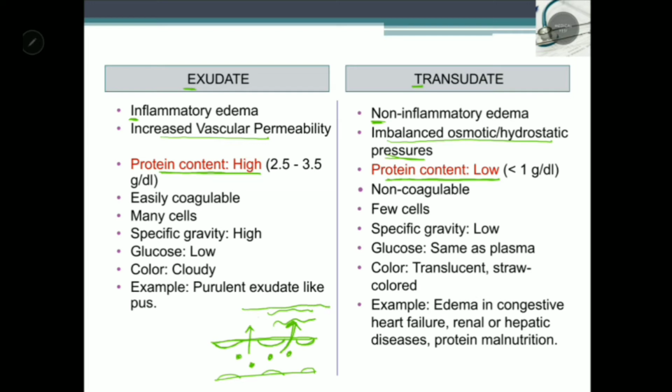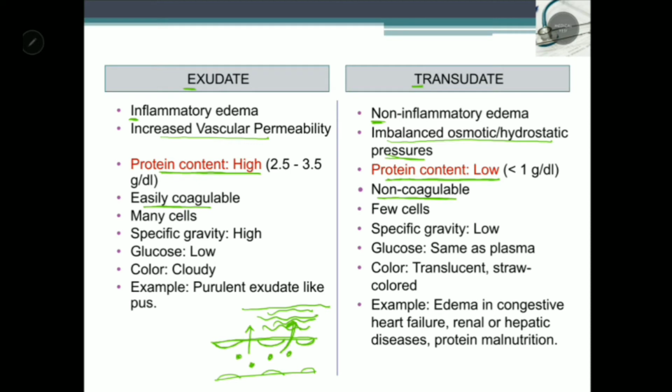Now, along with these plasma proteins, the coagulation factors also move out in case of inflammatory edema, which is why this interstitial edema fluid is going to have the clotting factors in it, which is why it is going to be easily coagulable. The opposite will be happening in case of non-inflammatory edema. Because there is no gap for the clotting proteins to move out, the edema fluid will not have the clotting proteins, which is why it is non-coagulable.